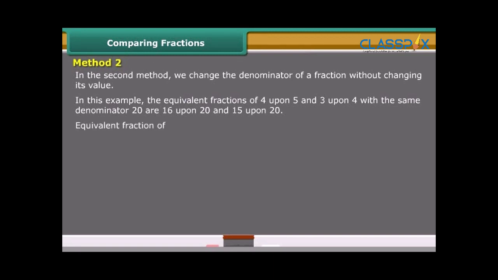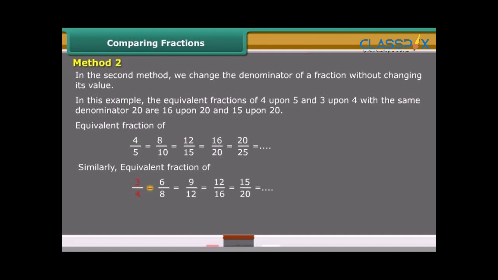The equivalent fractions of 4/5 are 8/10, 12/15, 16/20, 20/25 and so on. Similarly, the equivalent fractions of 3/4 are 6/8, 9/12, 12/16, 15/20, and so on.